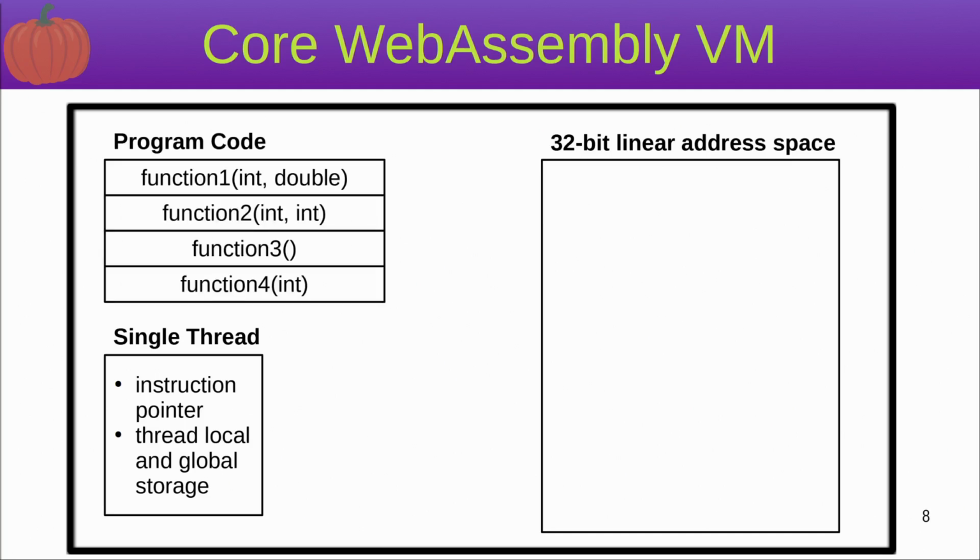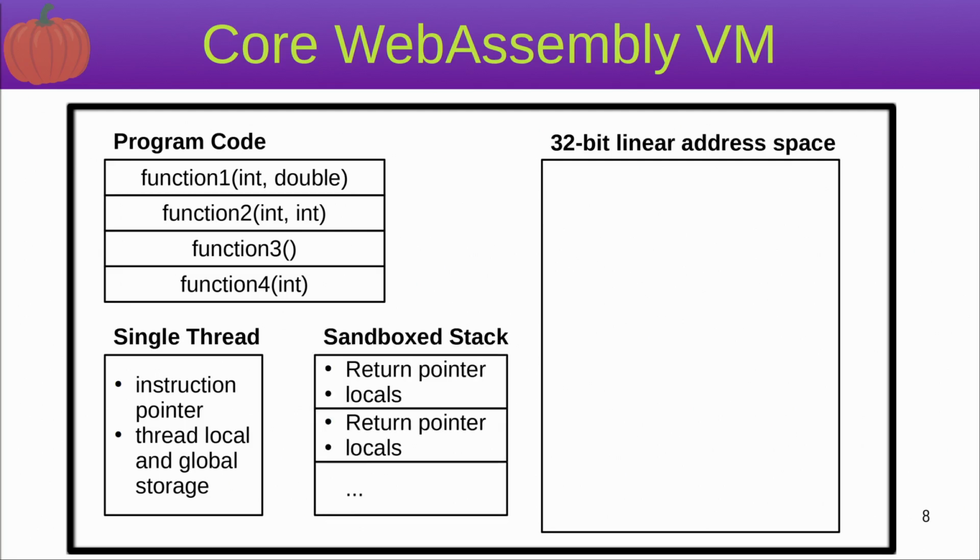You have your program code. Your program code is divided into functions, and all these functions have type signatures, so whenever you call a function, you have to match the type signatures. And then you have a stack. If you have functions, you need a stack for storing the return pointers and all your local variables. But because WebAssembly is for C++, sometimes for the variables on the stack, you get memory references or pointers to them and pass those pointers around. So you need a separate stack for storing your C++ local variables that you get memory references to.